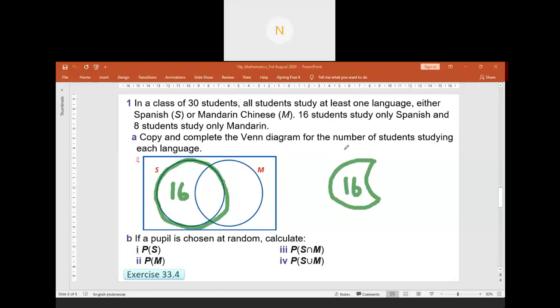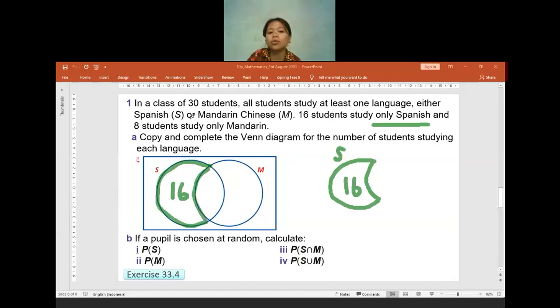Is it the full circle or a part only? Yes, a part only, because it says study only Spanish. So it means the students will not study Mandarin, because it says only Spanish. So it will not be a full circle that is 16. Only a little space, like a crescent, will be equal to 16. For the other part, it says 8 students study only Mandarin, so this part also will not be a full circle, but here it will be 8 students.